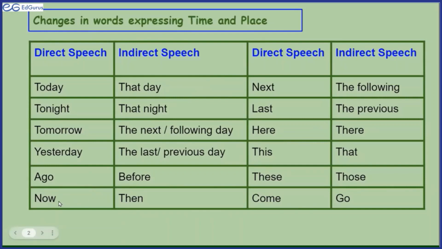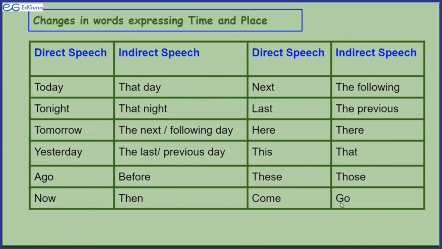Now, this is changed into then, right? Next is changed into the following. Last, the previous. Suppose last day, the previous day. All right. Now here it is referring to the places. Here is changed into there. This is changed into that. These is changed into those.